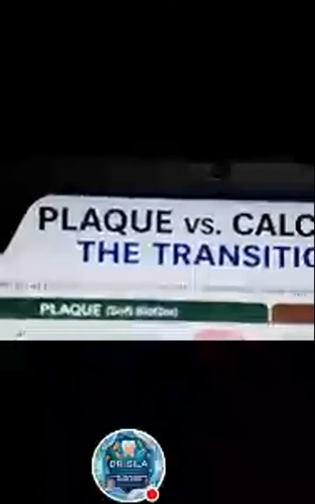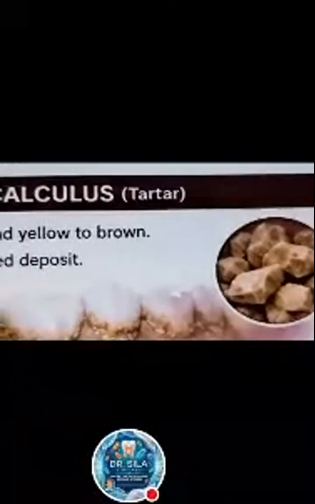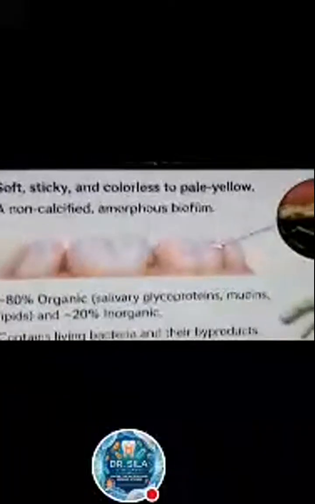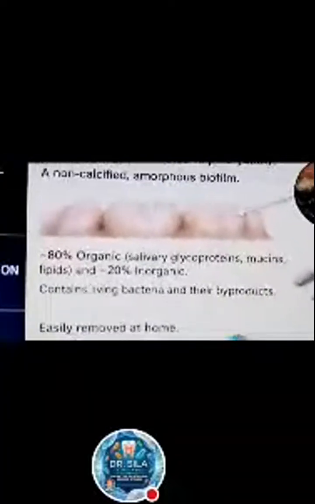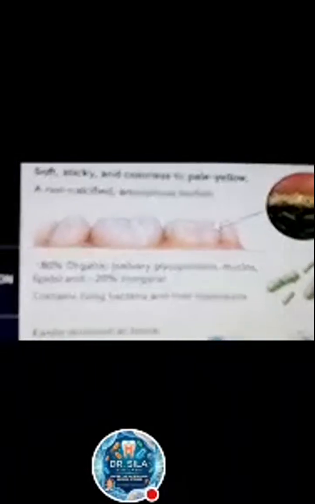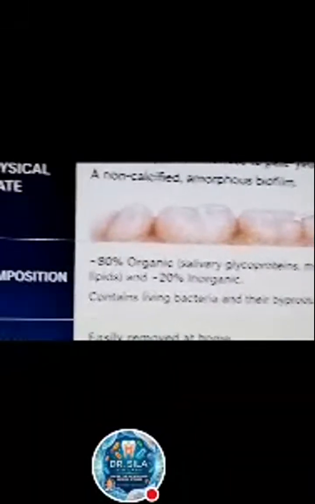I will be showing you some differences between plaque versus calculus, the transition of plaque to calculus formation. Now, the calcified mineral deposits. Okay, this is calculus. Now, composition. We are discussing plaque first. Okay, composition of the plaque: 80% organic salivary glycoproteins, mucins and lipids, and 20% inorganic, containing living bacteria and byproducts.